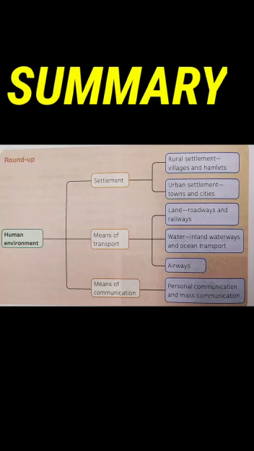Next page we will look at the overview of the whole chapter. Human environment is divided into three parts: settlement, means of transport, and means of communication. Settlement is of two types: rural settlement and urban settlement. Means of transport is of three types: land, water, and airways. And communication is of two types: personal communication and mass communication.